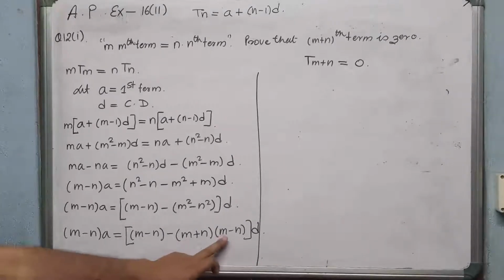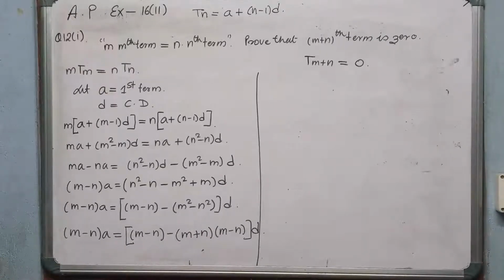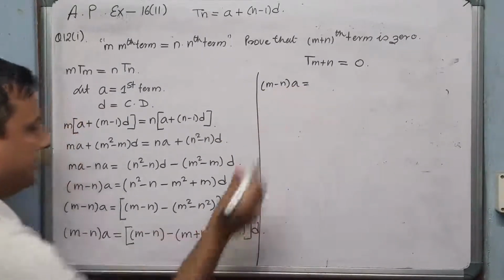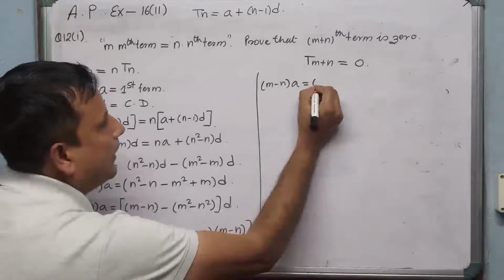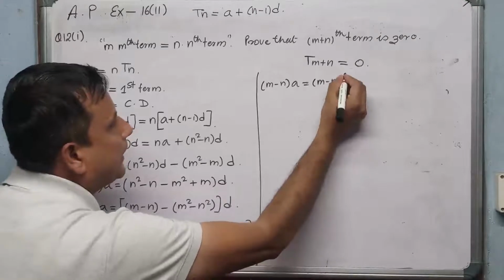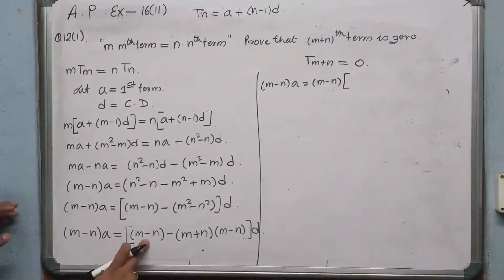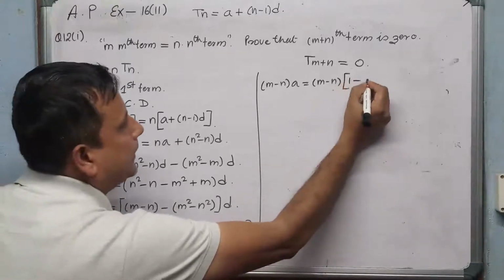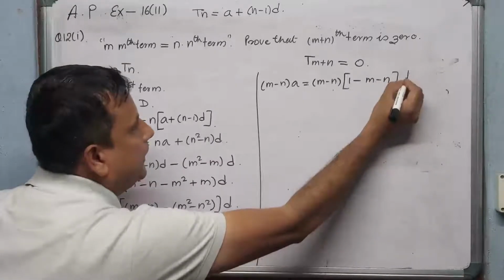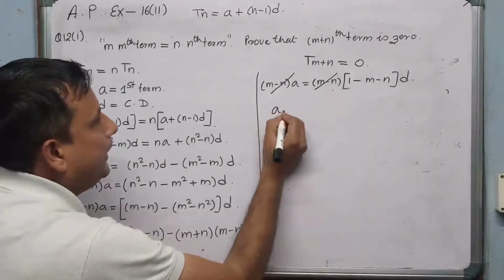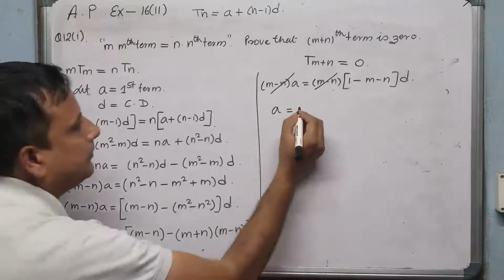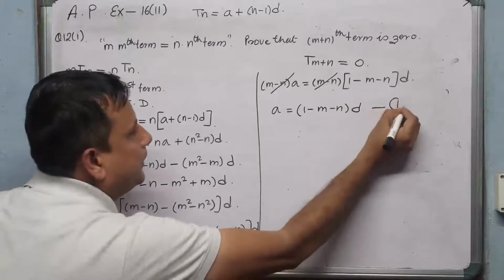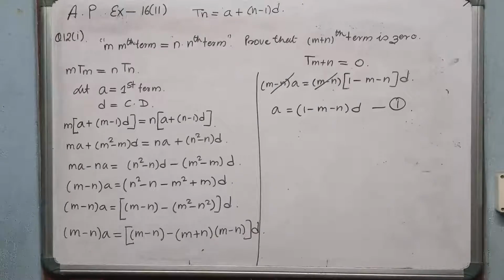Now from these two expressions, m minus n is common. I'll take m minus n common. (m minus n) into a is equal to (m minus n) times what remains inside the bracket: it will be 1, then minus (m plus n) into d, so that these two quantities get cancelled. A is equal to (1 minus m minus n) into d. This is a relationship between a and d. After simplification, I have a relationship between a and d.